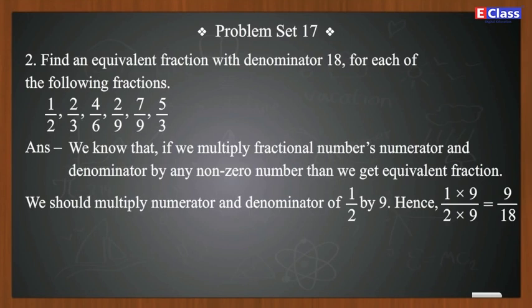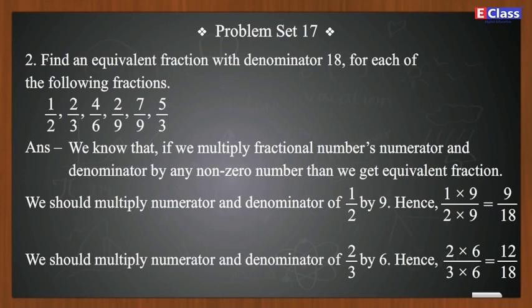Therefore, we should multiply numerator and denominator of 1 upon 2 by 9. Hence, 1 multiplied by 9 upon 2 multiplied by 9 is equal to 9 upon 18. We should multiply numerator and denominator of 2 upon 3 by 6. Hence, 2 multiplied by 6 upon 3 multiplied by 6 is equal to 12 upon 18.